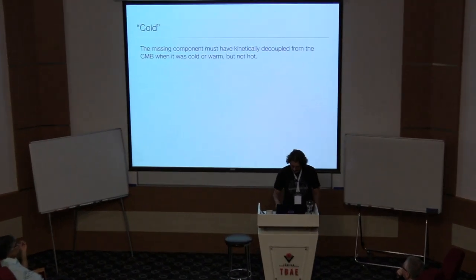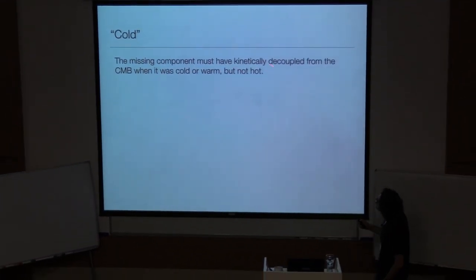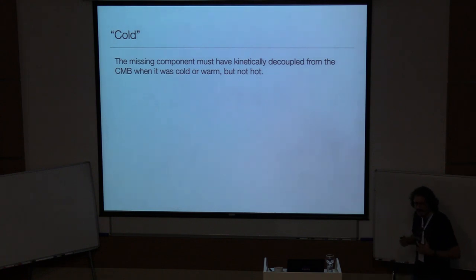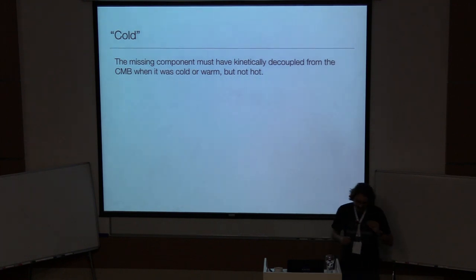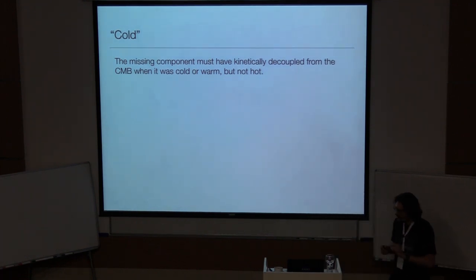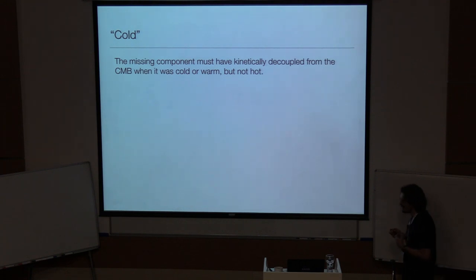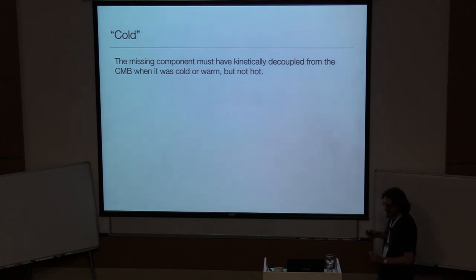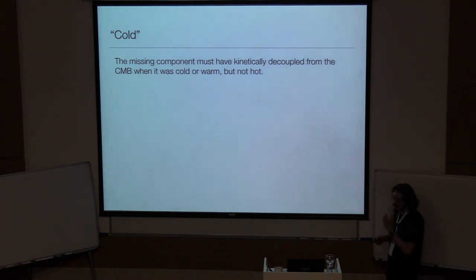I have some slides, but I think I've already mentioned this. I just didn't say kinetically decoupled. So when I say recombination, I should be more precise. I said epoch of recombination, but we really don't know when dark matter actually decoupled from the rest of the cosmic plasma. Technically speaking, we want it to be cold, that is non-relativistic, when it's kinetically decoupled from the rest of the cosmic plasma. That's a better way to put it.